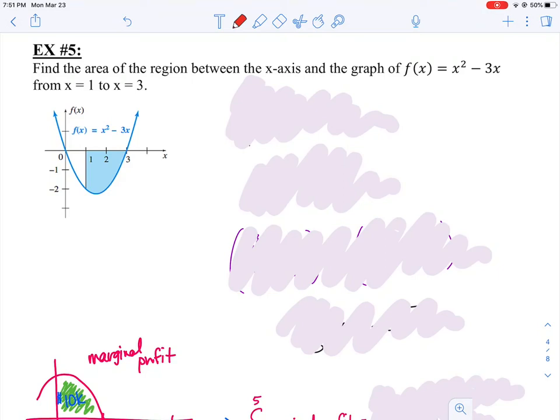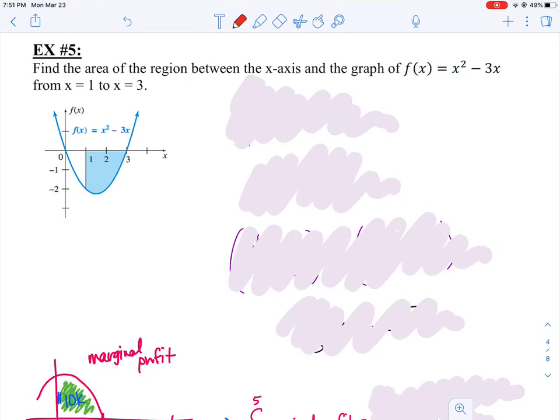Example number 5 says to find the area of the region between the x-axis and the graph of f of x, if f of x is x squared minus 3x, and I want you to find the area from x equals 1 to x equals 3. On this example, I've provided you with a picture. Now, a picture is not always going to be given, so you've got to be careful.